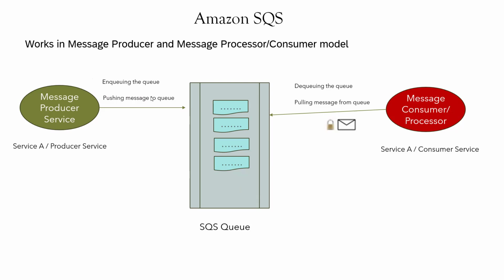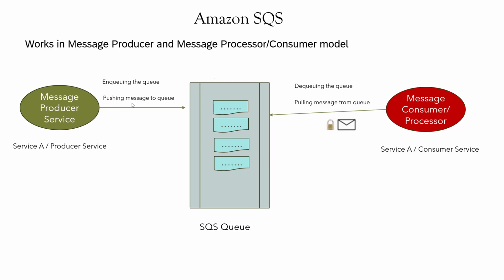Okay, so the model is completely quite simple. It's a producer and message processor, or consumer, model. One service is producing the message, and another service is pulling the message from the queue and processing it. That's the simplest architecture.